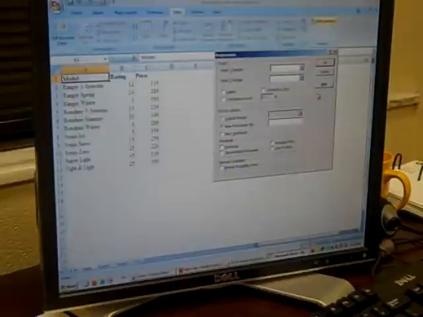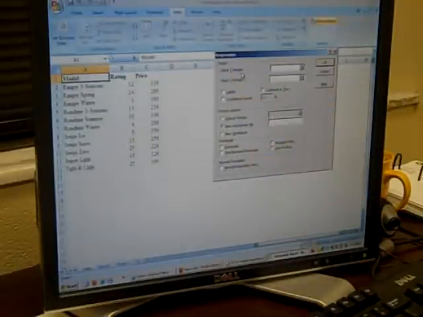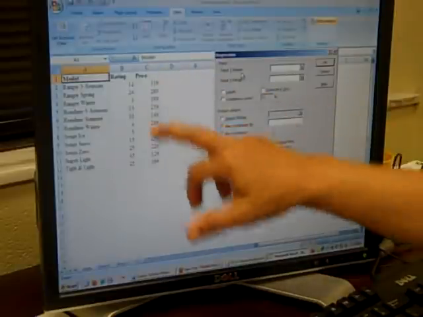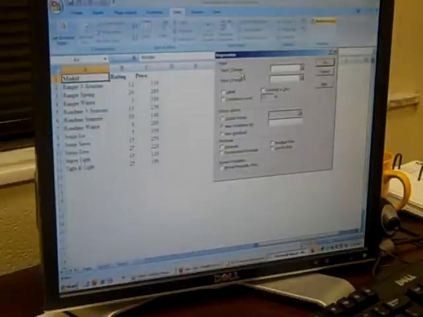Okay, let's go to data analysis, and we are going to find out regression over here. Regression, hit OK. Okay, Y range? Remember, it's important that you identify the dependent and independent variable. The dependent variable is the Y range. In this case, the dependent variable is going to be price. Why? Because price is going to depend on the temperature rating.